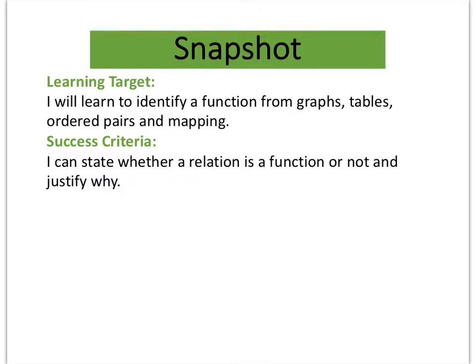So we have two big ideas that we really want to hit. You should be able to learn to identify what a function is, and the keyword being function, from a graph, a table, ordered pairs, and from a mapping. I'm also going to talk about it from a real world perspective because I think that helps give some context into what is actually happening. You should be able to state whether a relationship between two things is a function or not, and you should be able to explain why. So hopefully we'll get through all of that today.